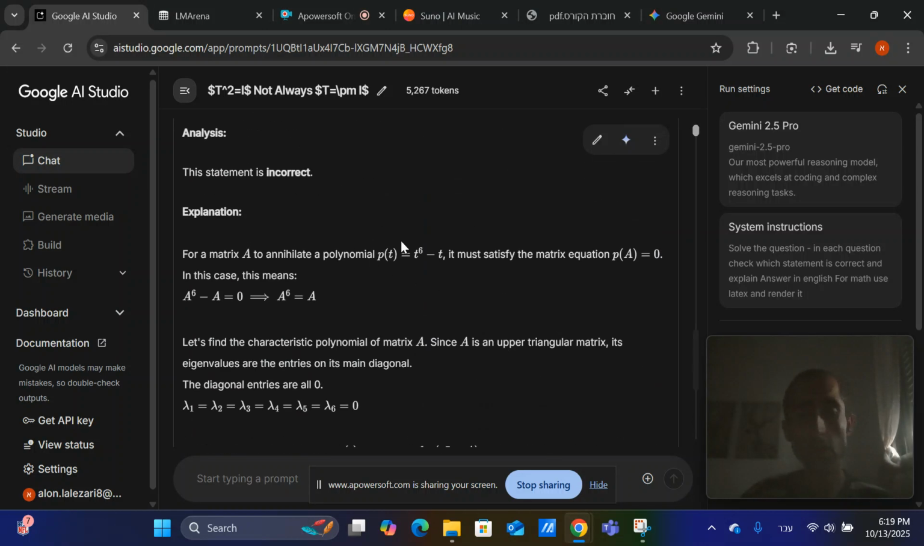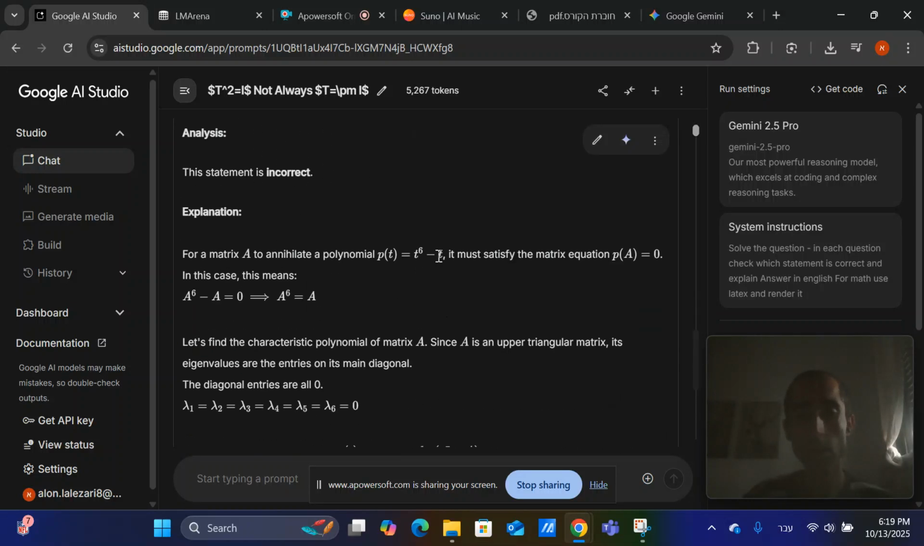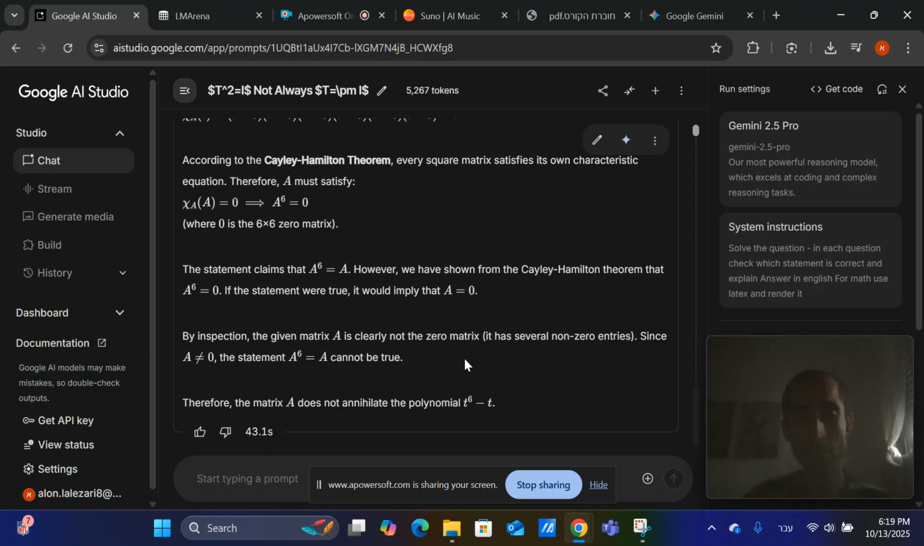So can it be that A to the power of 6 minus A will be 0? This, of course, cannot be, because A is not 0 and A to the power of 6 is 0. So 0 minus something that is not 0 is not 0. So we can understand quite quickly and quite nicely that A does not annihilate this polynomial.